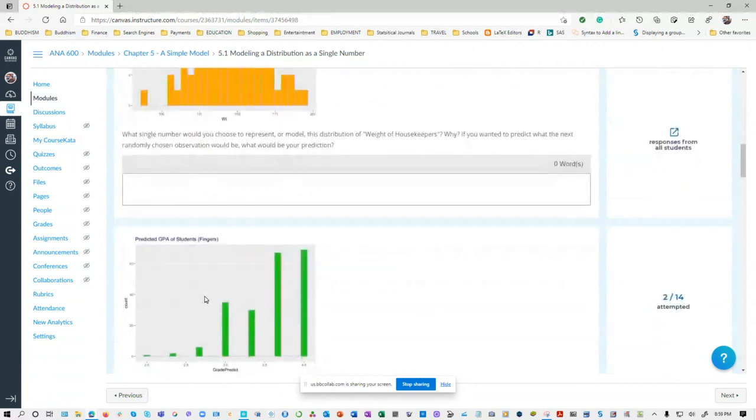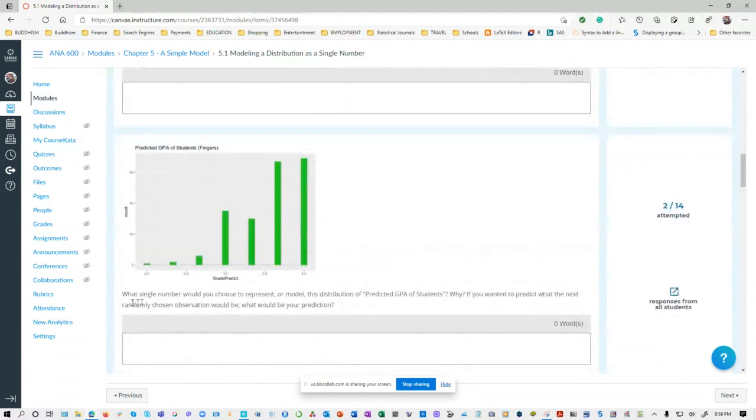That's why now they are looking for some kind of a number to make the prediction. What single number would you choose to represent the model that distributes the predicted GPA of students? If you wanted to predict the next randomly chosen observation, meaning a randomly chosen student, what would that next student's GPA be? What would be your prediction?